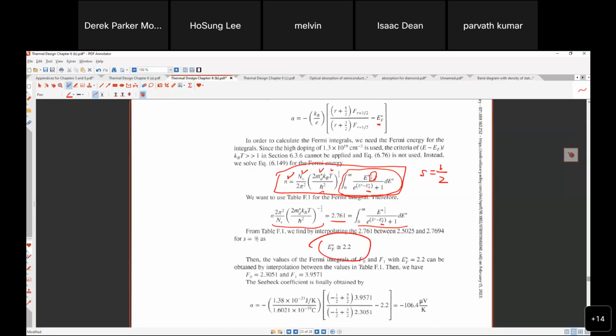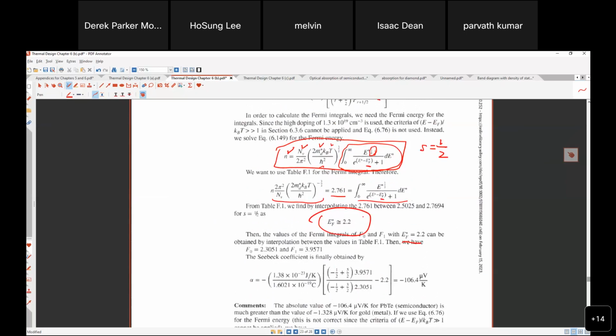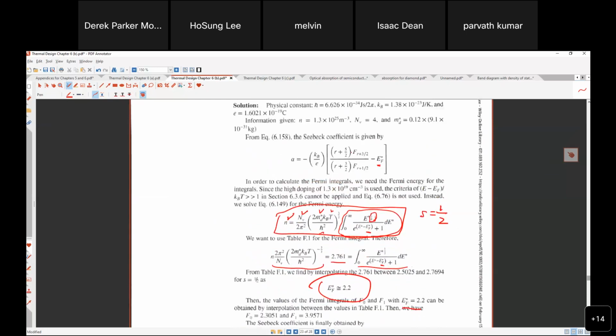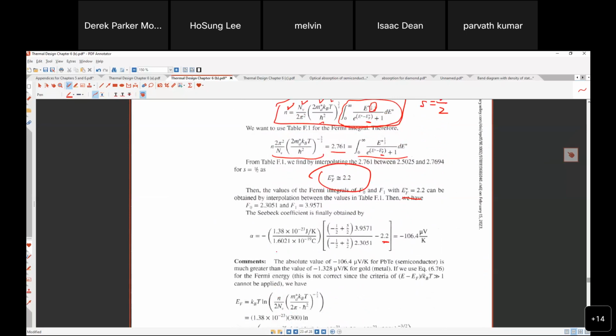Once you have Fermi energy, then you can compute everything. You can use Fermi energy, and you can compute these. This is a 2.2, and this minus 106. What does the minus mean?